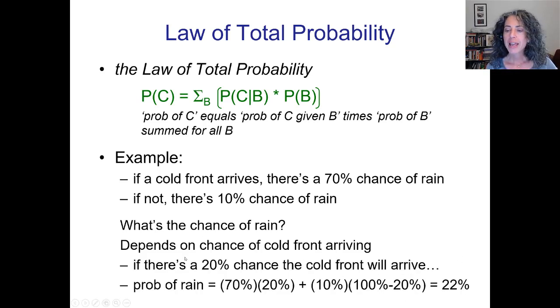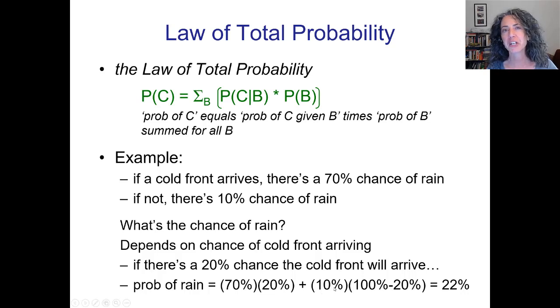So if there's a 20% chance that the cold front will arrive, then I have enough information to solve the problem with the law of total probability. I can take my 2 conditional probabilities and the probability of my condition. So the probability of rain is then going to be the 70% chance of rain if the cold front arrives times the 20% chance of the cold front arriving.